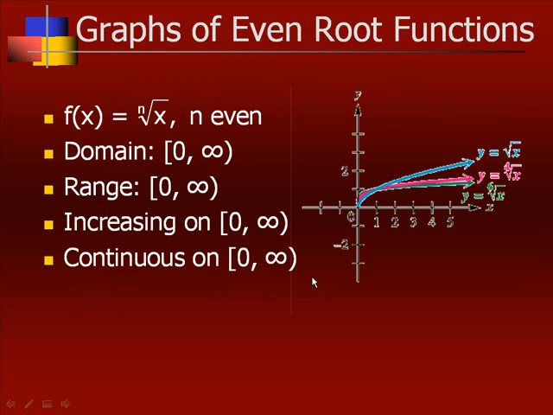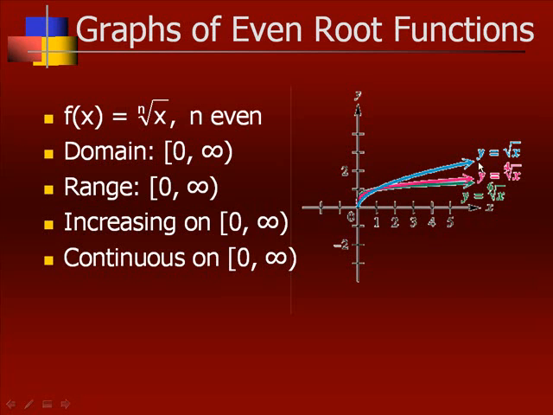Now let's look at the graphs of even root functions. f of x is equal to the nth root of x, where n is even. That would include the square root of x, the fourth root of x, the sixth root of x, and so forth. The domain is all real numbers greater than or equal to 0. If it's an even root, you cannot take the root of a negative number. The range, if you take the root of a non-negative number, is going to be a non-negative number.